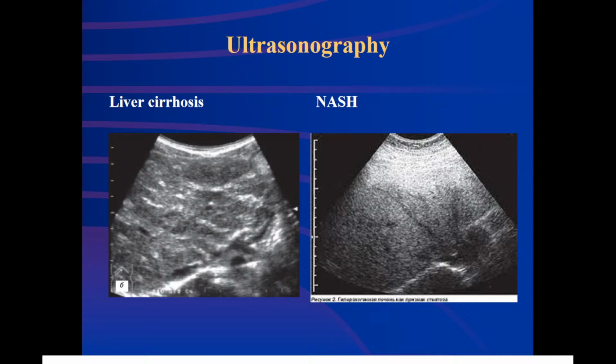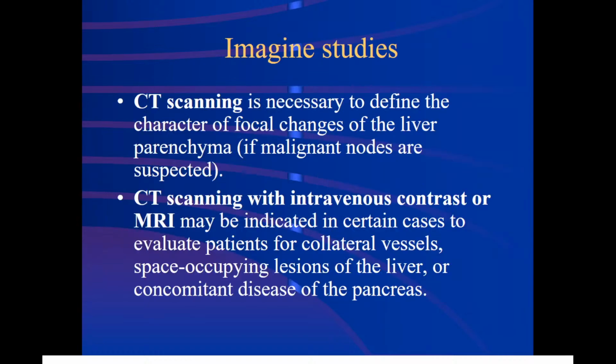For liver cirrhosis, ultrasound examination is more specific. But for all patients, later we'll discuss which obligatory method we have to use in outpatients. For all patients with suspected liver disease, ultrasonography of the liver and other organs of the abdominal cavity is recommended. More sensitive imaging studies include CT scanning and MRI.